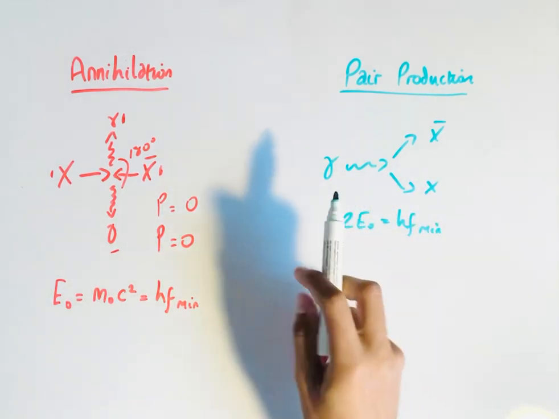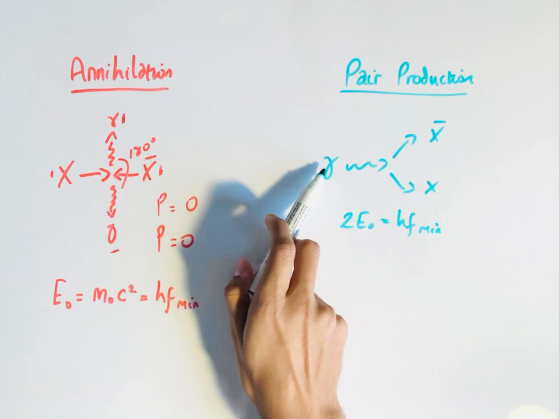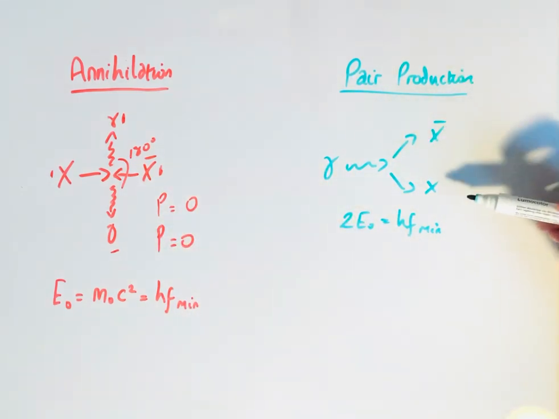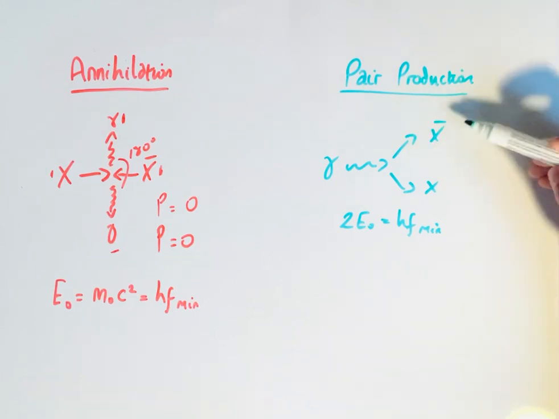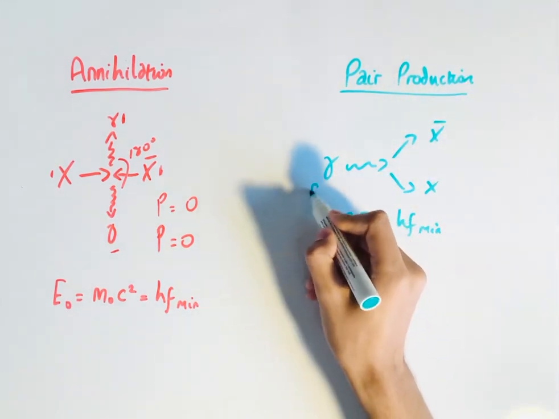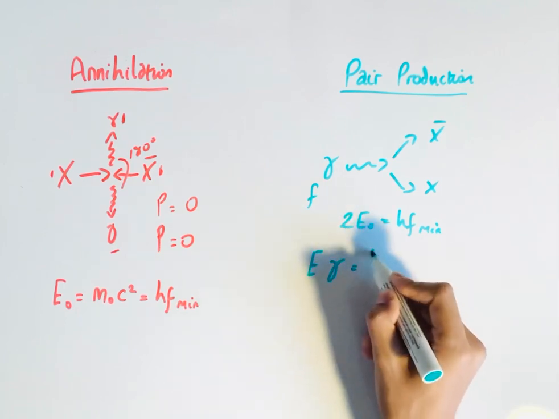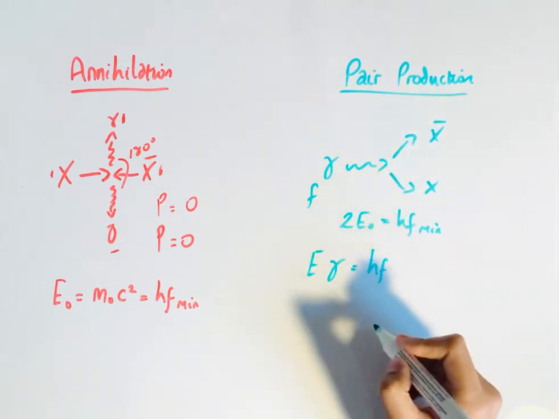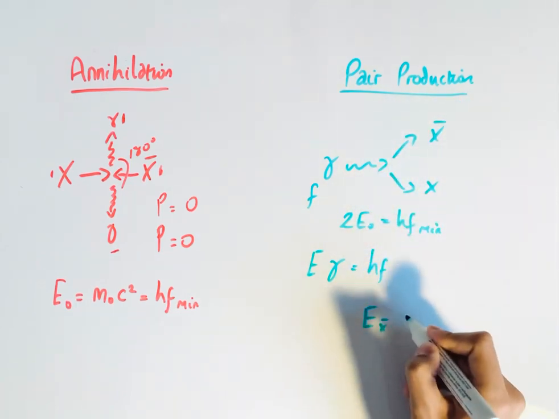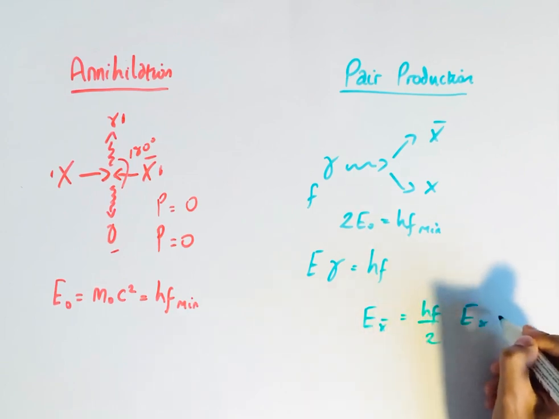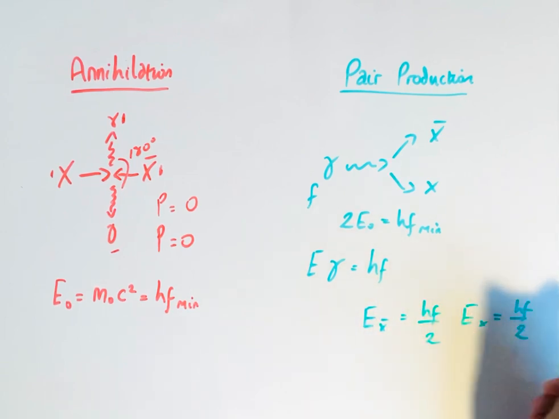That's because the total energy of this one photon is split in half, one half given to the antiparticle and one half given to the particle, which means if this has a frequency of f, then the photon energy is given by hf, which means the energy of X bar is given by hf over 2, and the energy of X is given by hf over 2, because by the law of conservation of energy, the total energy in the system before and after stays the same.